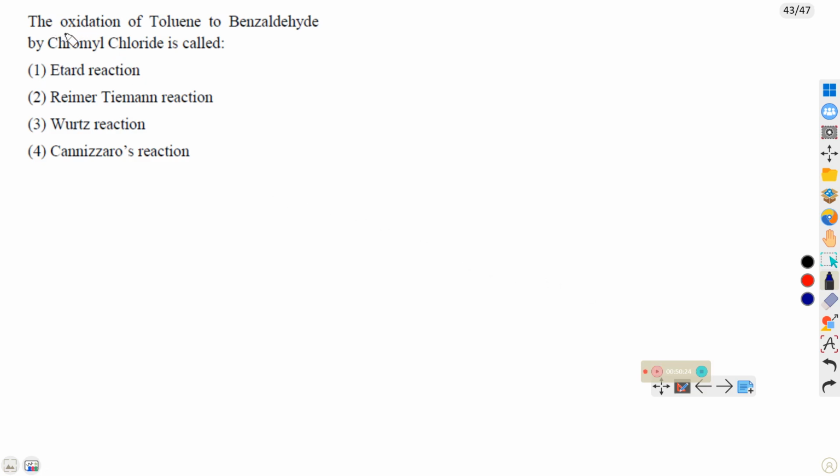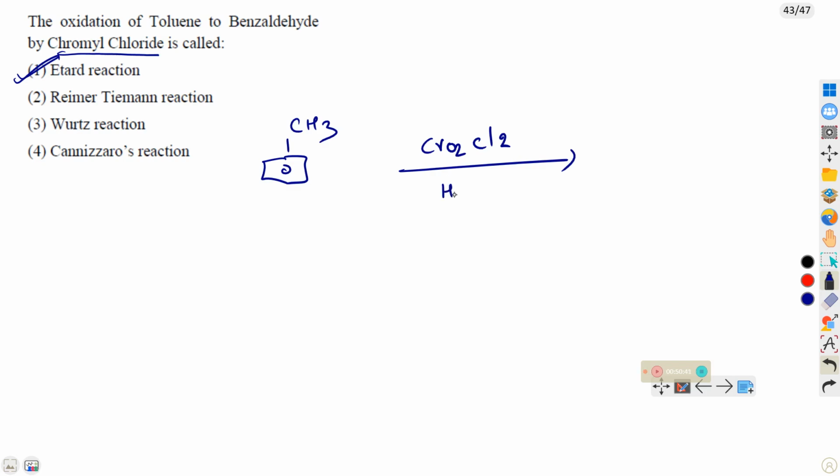The oxidation of toluene to benzaldehyde by chromyl chloride. What is the reaction name? Etard reaction. Toluene C6H5CH3, CrO2Cl2, H3O plus. Then it gives benzaldehyde.